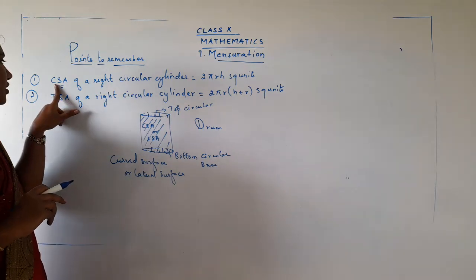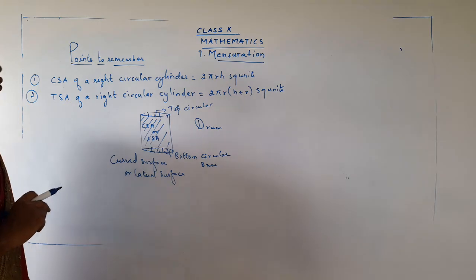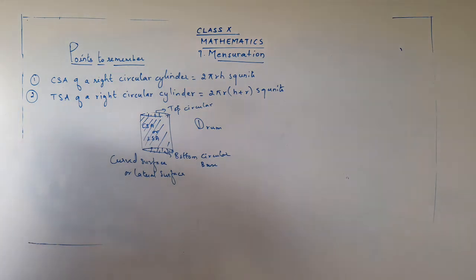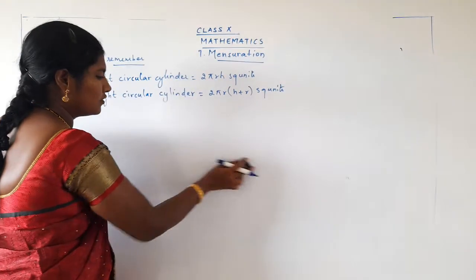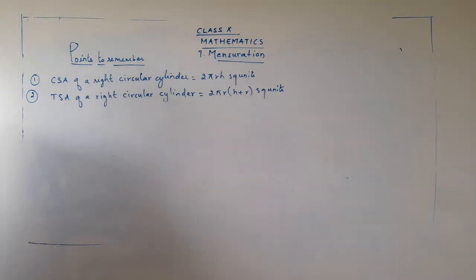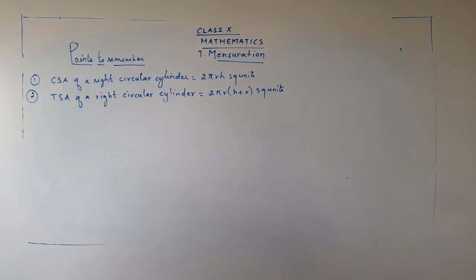So what is the formula for the curved surface area of a cylinder? It is 2 pi r h square units. What is the total surface area of a right circular cylinder? It is 2 pi r (h plus r) square units. Okay children, I hope you are clear with the formulas of the right circular cylinder. The curved surface area is 2 pi r h square units, and the total surface area of a right circular cylinder is 2 pi r (h plus r) square units.